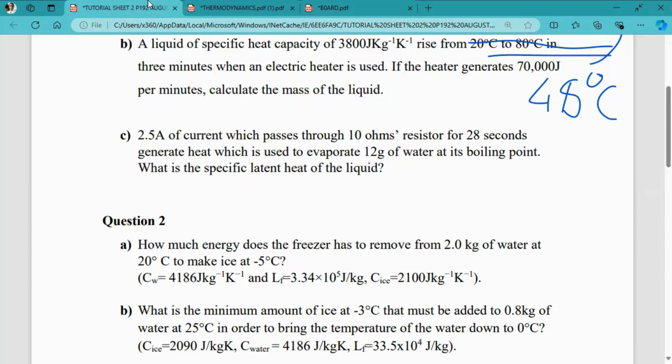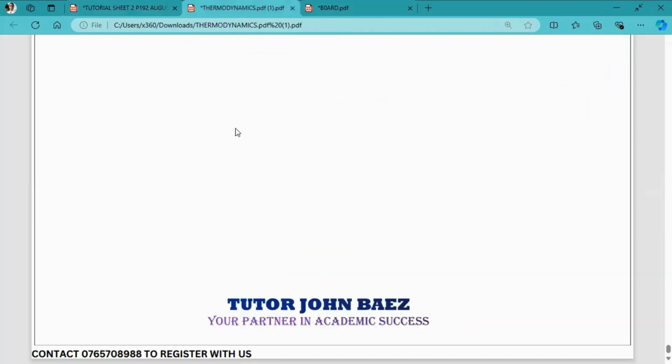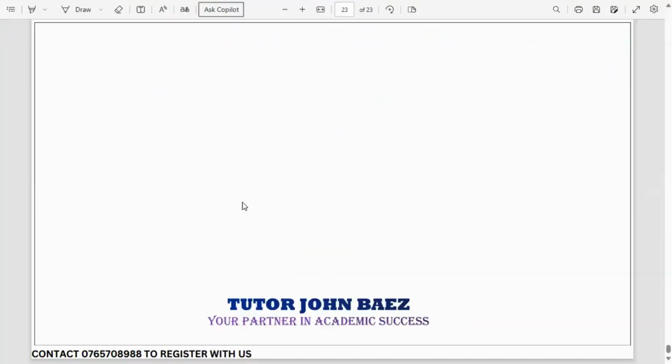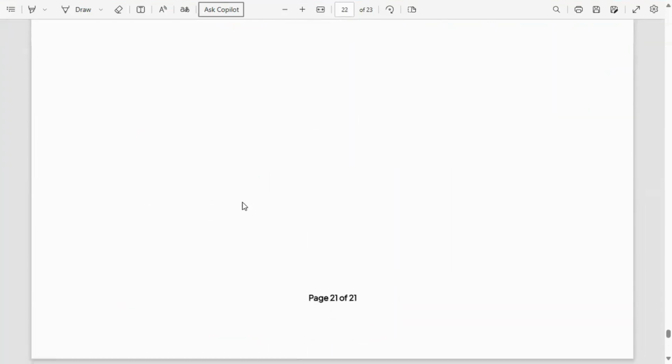So how are we going to go about this question? First, we are going to look at the formula for finding latent heat. So what did we say the formula for latent heat was? I bring you back to the formula in case someone has forgotten.